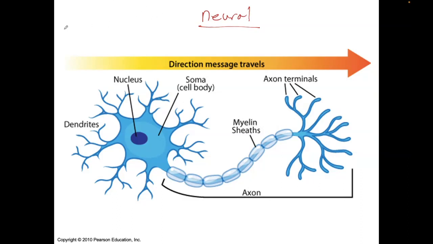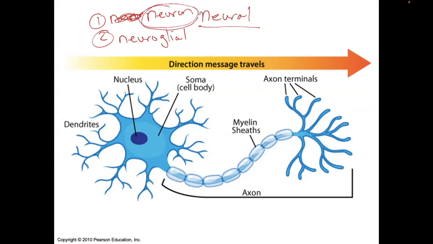In the neural system, there are two types of cells. There is a nerve, or actually, let me change that, call it neuron, and there are neuroglial cells. So we have neurons and neuroglial cells. When we cover the nervous system in more detail, we'll go over both of these. But right now, we're just going to focus on the neuron.